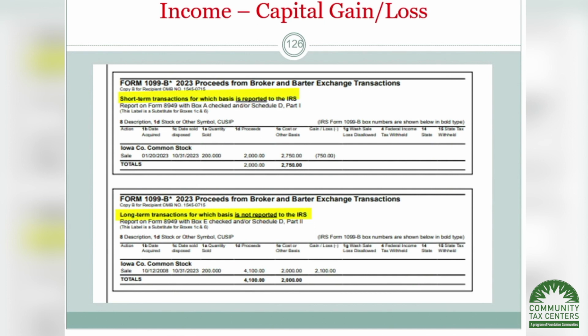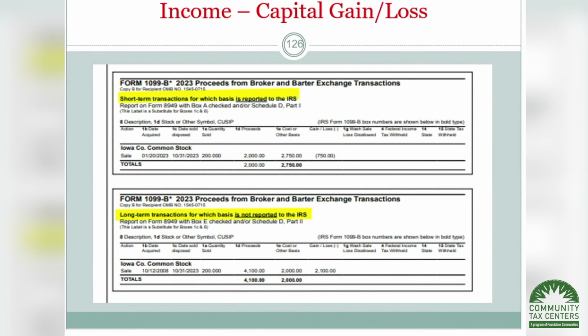They sold it at 200, and is that 2,000? The proceeds were 2,000. Wait, hold on, I'm sorry. Their cost basis was 2,750. Their proceeds were the 2,000. They sold the 200 stocks, and so they had a loss, which is indicated by brackets, for $750. Can y'all see that? It's a little blurry to me. Is it better over there? Okay. Does that make sense? So it's just a statement showing which stock was bought, sold, which day, and for how much. Okay?